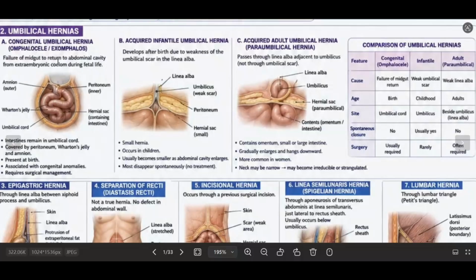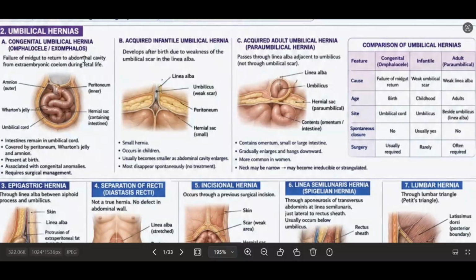Okay. So what is the definition here? This is a congenital developmental defect caused by the failure of the midgut to return to the abdominal cavity from the extra-embryonic coelom during fetal life. Okay. Now what is the normal embryology? To understand this definition, first we have to know the normal embryology of the umbilical region.